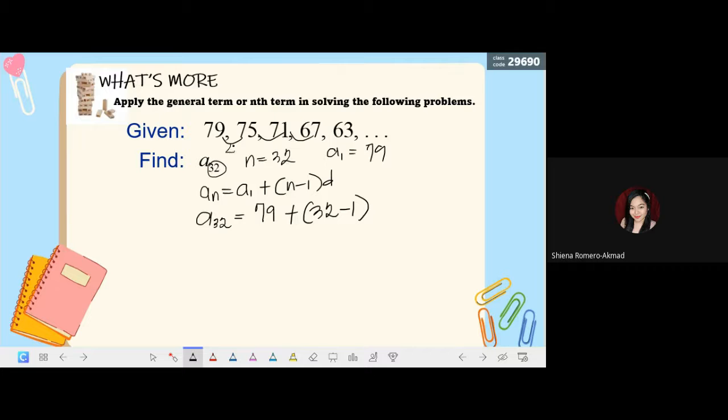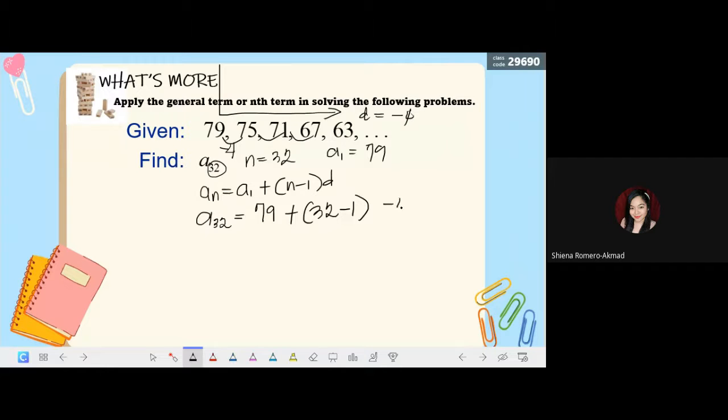79 plus 4. Is it 75? Yes or no? Hindi po. So, meaning that is negative. And kung mapapansin nyo, pababa yung values. Pag pababa yung values, lumiliit yung value ng mga terms, ibig sabihin yung difference mo dyan ay negative. And that is negative 4.